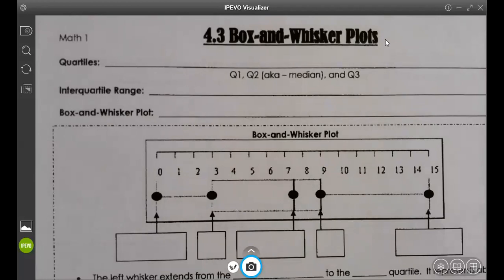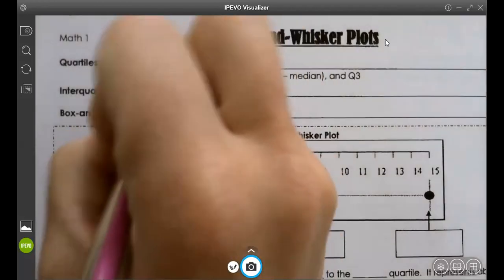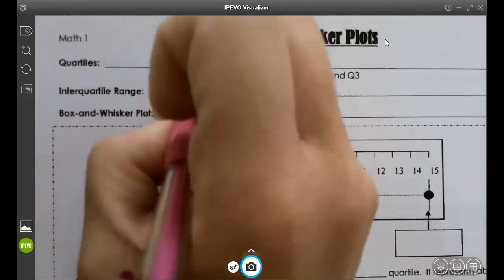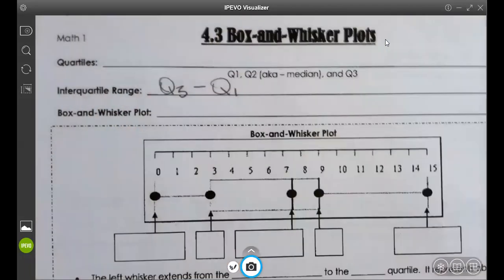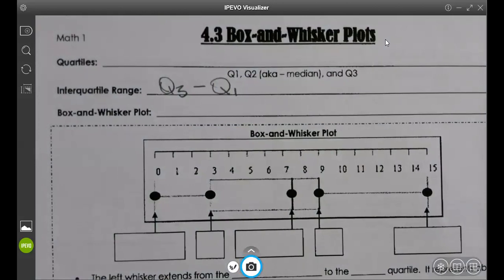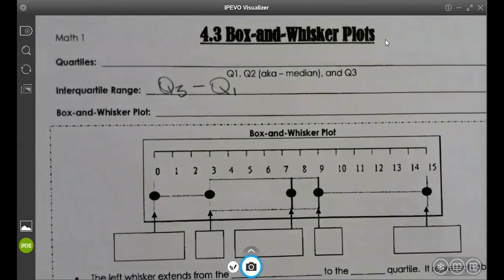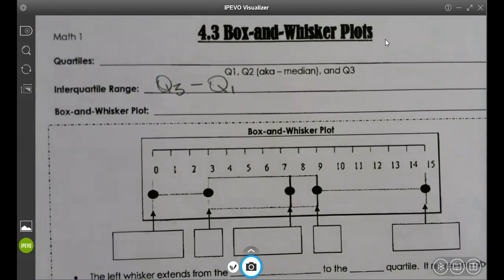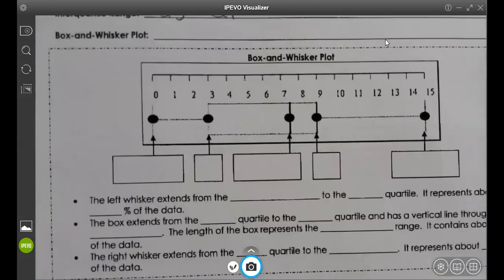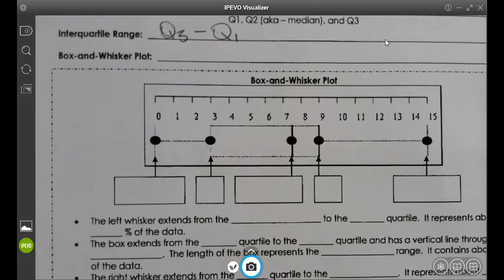All right. So we have quartiles, and it says Q1, Q2, and Q3. I'm going to skip that for a minute. Your interquartile range is Q3 minus Q1, and I'll talk to you about that in just a minute when you figure out what Q3 and Q1 is. And then I'm not going to define box and whisker plot because we're going to just keep talking about that through this whole thing, okay? So the interquartile range is the difference between your Q1 and your Q3. All right.